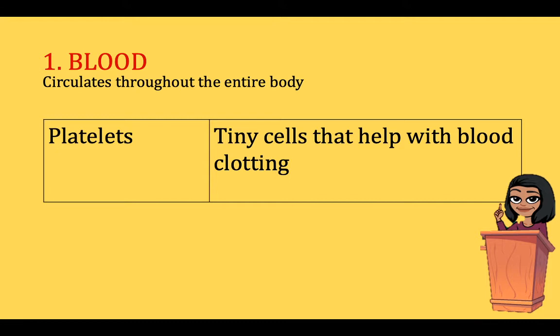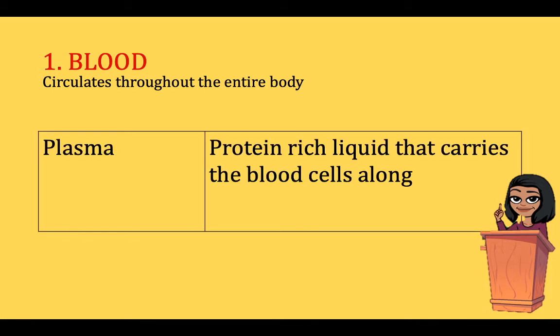So if you get a cut, the reason why you don't bleed out entirely is because your blood has the ability to clot and stop flowing so that you're not actually losing all of your blood. The fourth component is plasma. So plasma is a protein-rich liquid that helps carry the blood along as it's flowing throughout your body. So the 4 components of blood: red blood cells, white blood cells, plasma, platelets. You should know all 4, and you should know the function of all 4 of those as well.